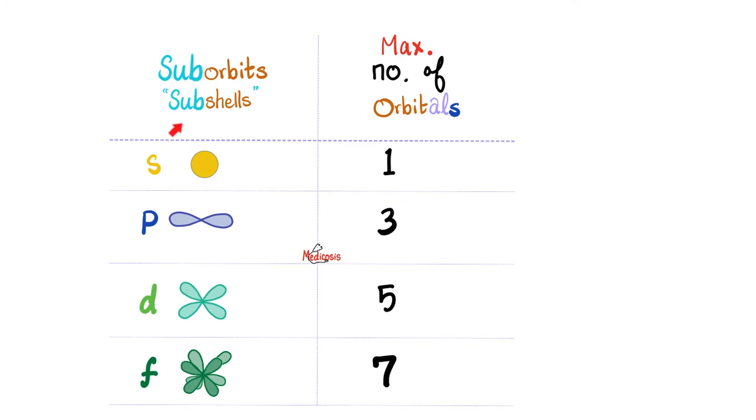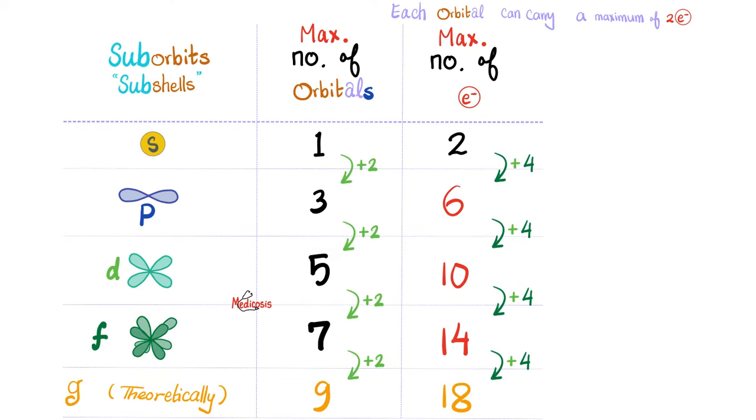Let's talk about the subshells or suborbits. The s subshell only has 1 orbital. The p subshell, 3 orbitals. How about the d subshell? 5 orbitals. And the f subshell, 7 orbitals. And we talked about this table before. The s subshell, maximum number of 1 orbital. Each orbital has a maximum of 2 electrons possible, so it is 1 orbital and 2 electrons. The p subshell, 3 orbitals, maximum number of 6 electrons, 3 times 2.